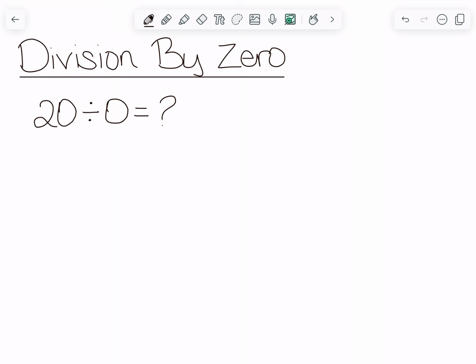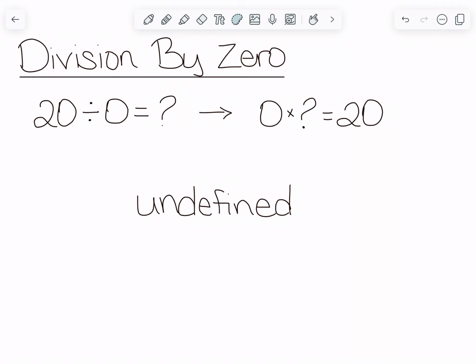Next, let's consider 20 divided by 0 is equal to what? Moving this to a multiplication problem, this is equivalent to 0 times what is equal to 20. And there's no value that makes this true. There is nothing we can multiply by 0 and get 20 as a result. So 20 divided by 0 is undefined.